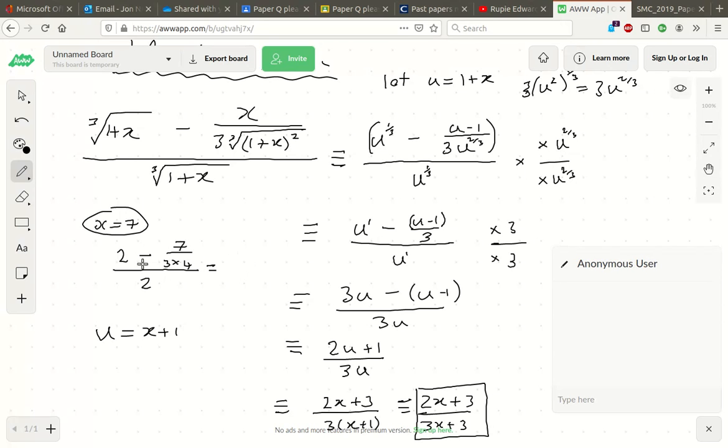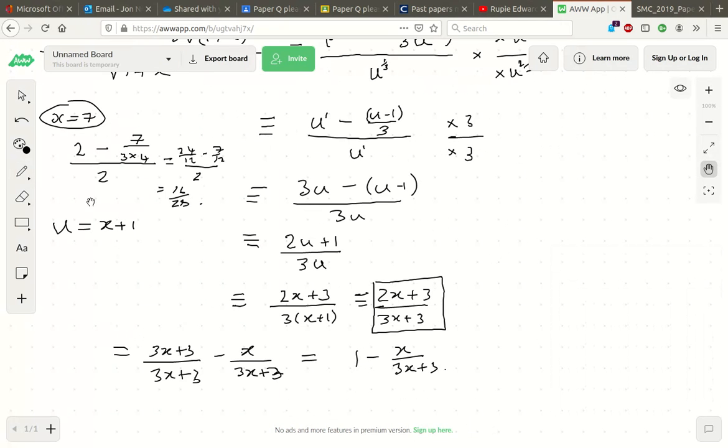So that would be, what is that? That would be the same as 24 over 12 minus 7 over 12 divided by 2, which is going to be the same as 16 over 12 divided by 2, which is 16 over 28. Okay, so hopefully, cross our fingers, we should get 16 over 28 when we plug in x is 7 down here.